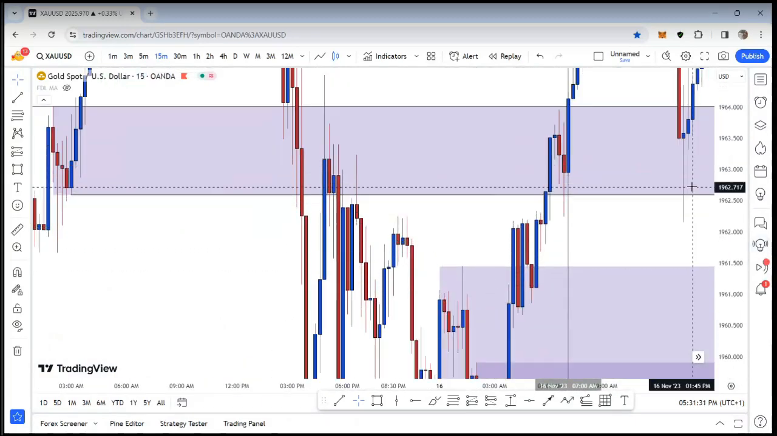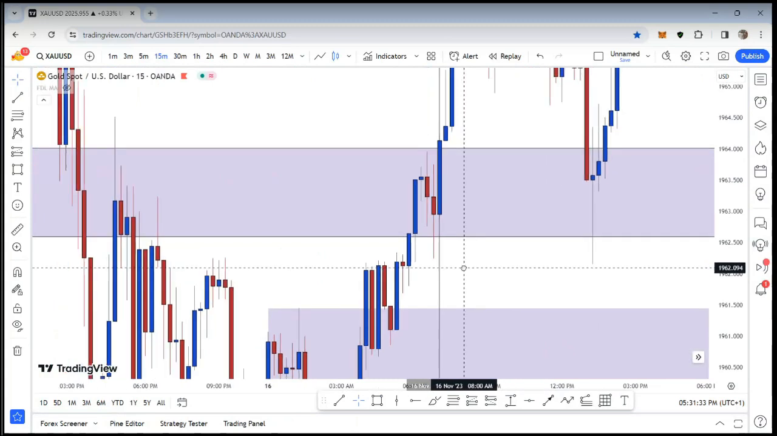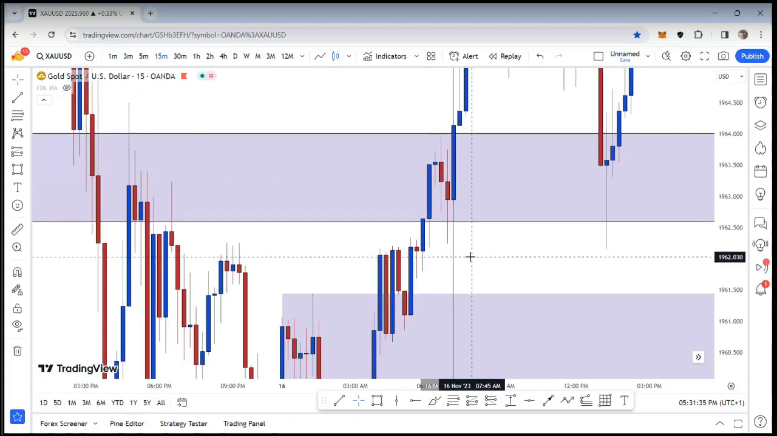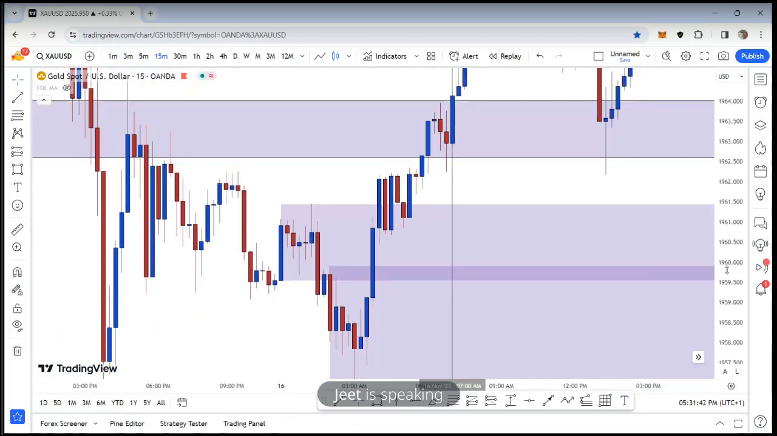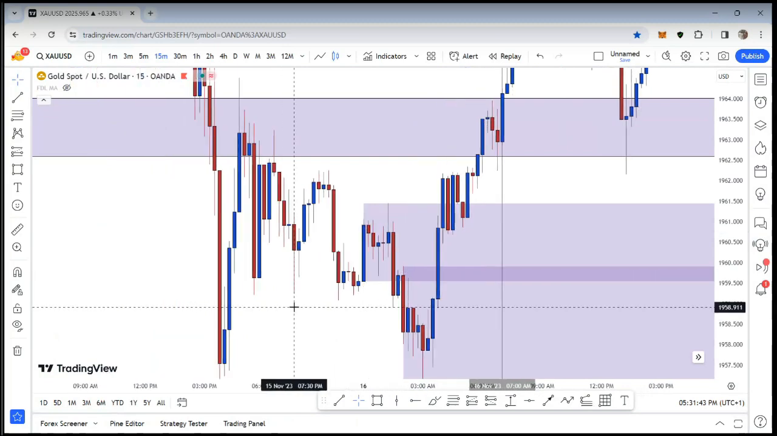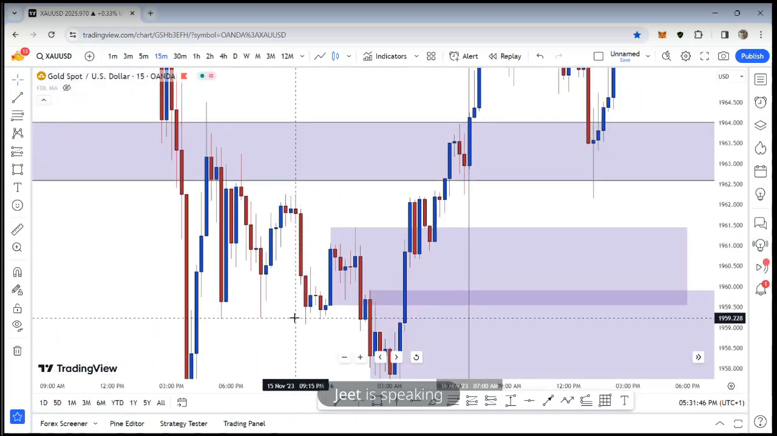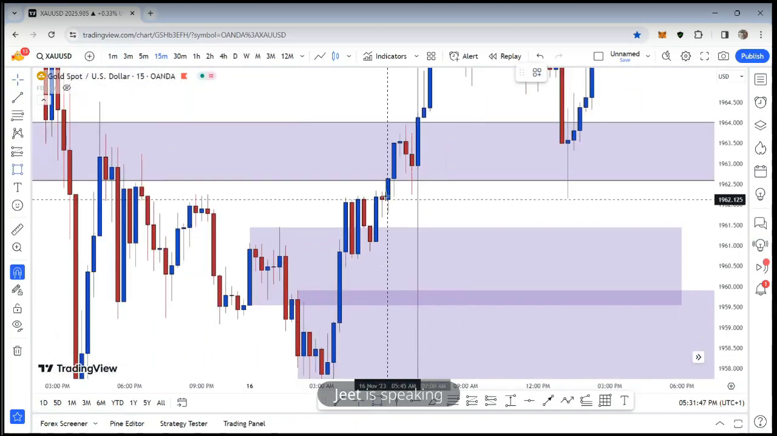Now, how did price close on M15? Price closed as a bearish candle. Am I correct? Yes. Now, look at the structure on M15. Is it bearish or bullish? The structure on M15? Bullish. Bullish. So we needed this zone to break, right?